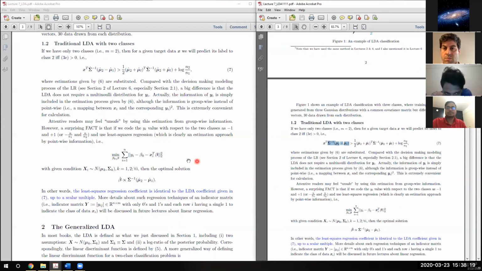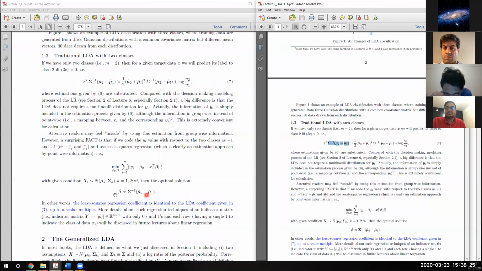Looks like it's kind of like a group-wise estimation rather than point-wise estimation. The results are the same. The difference is just a scale. That's it. It's just a scalar. That's it. You know what I mean?